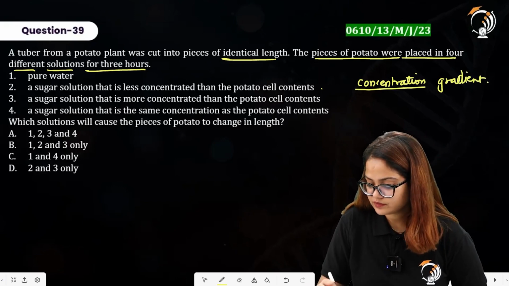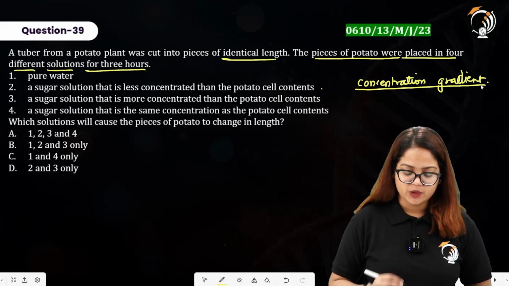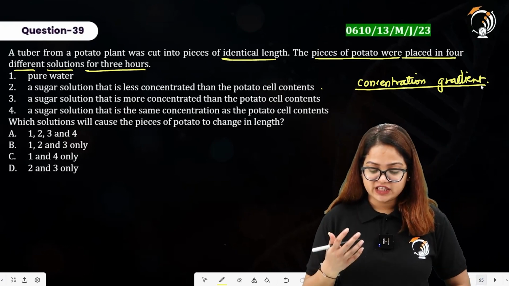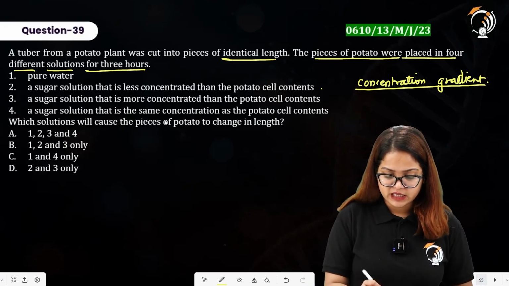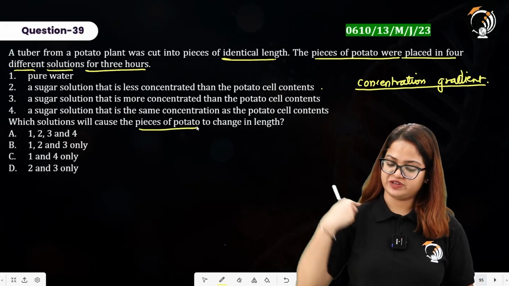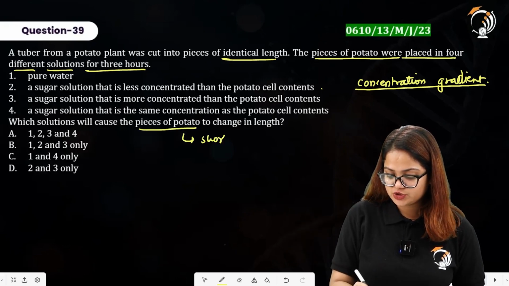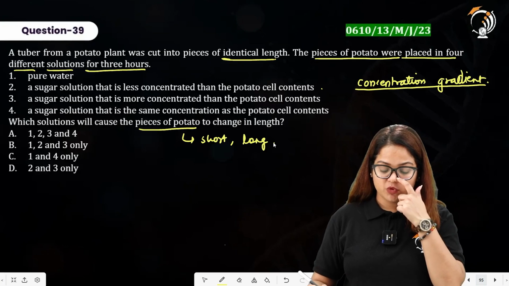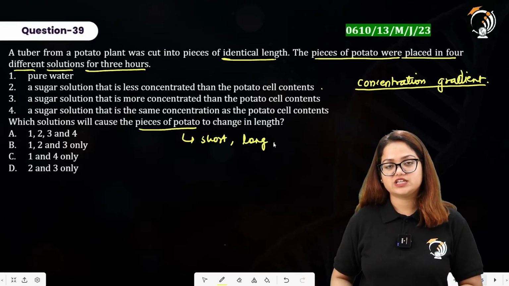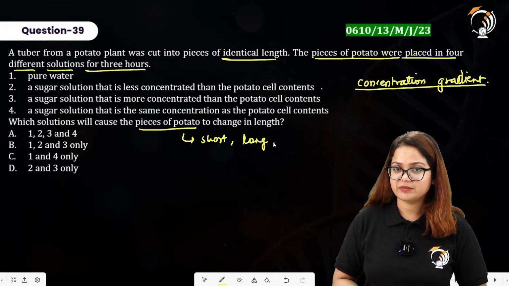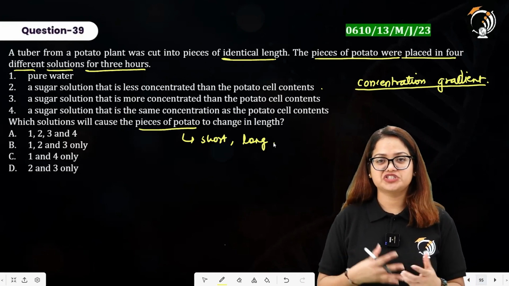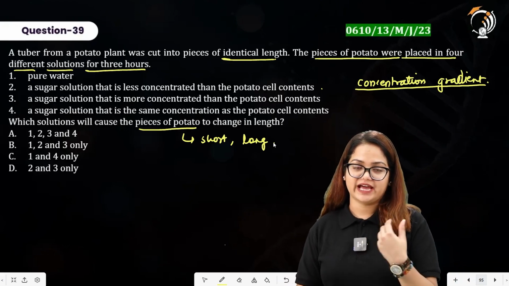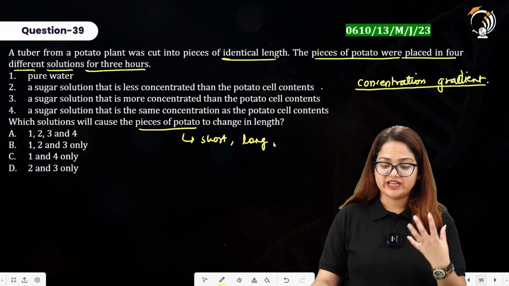So, whenever there is concentration gradient, movement of molecules will occur. Which solution will cause the pieces of potato to change in length? Either the potato piece length becomes shorter, or it can become long in length by the movement of water molecules into the cell or out of the cell, and it can only be seen whenever there is concentration gradient between these two regions, that is the potato cell and the solution that we have kept the potato cell into.